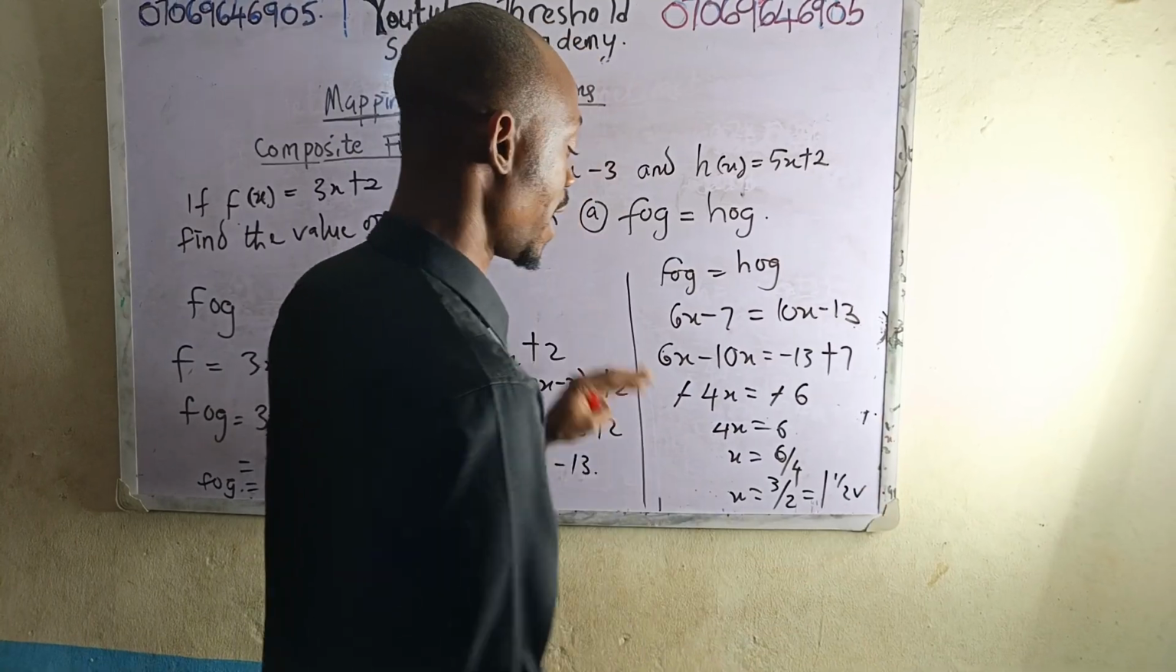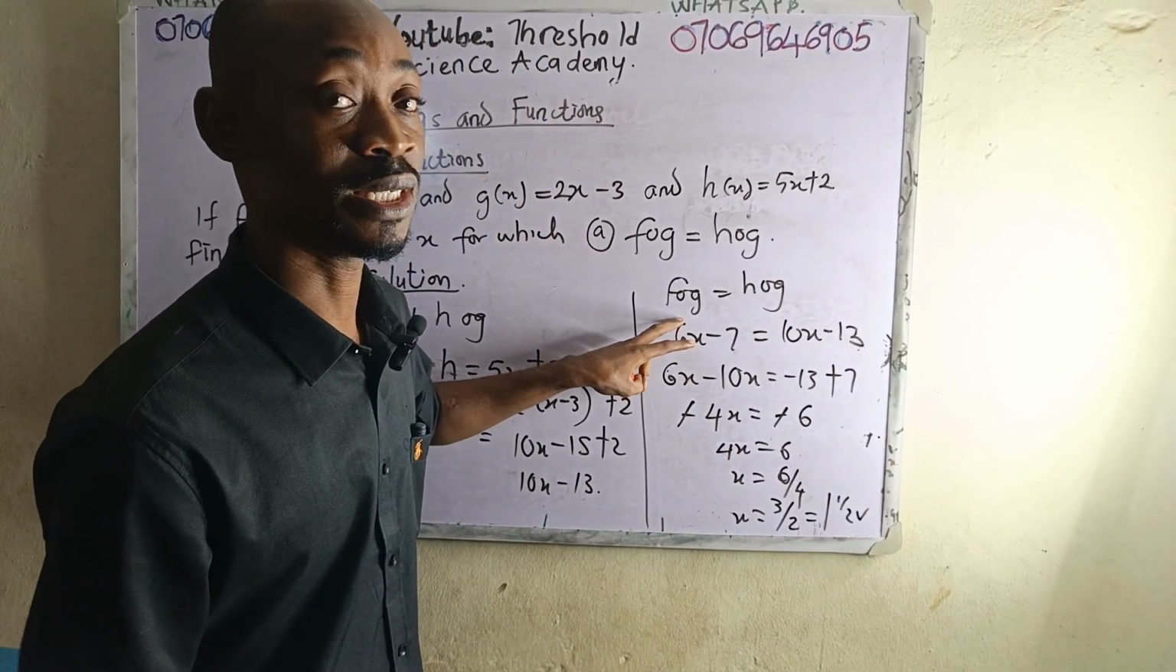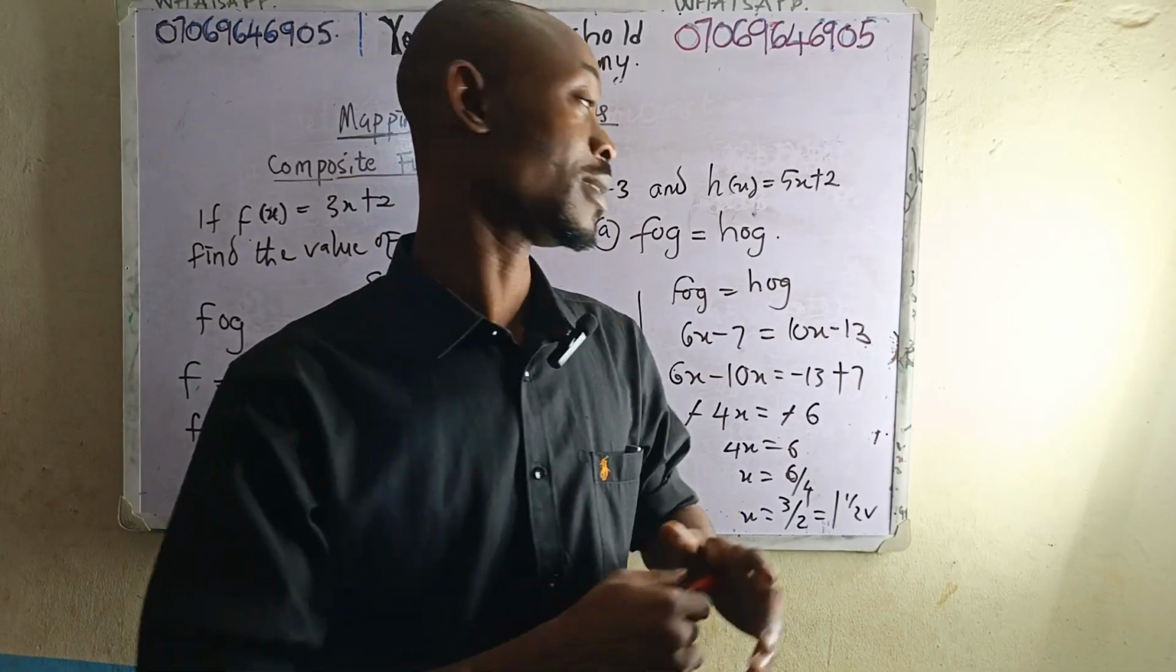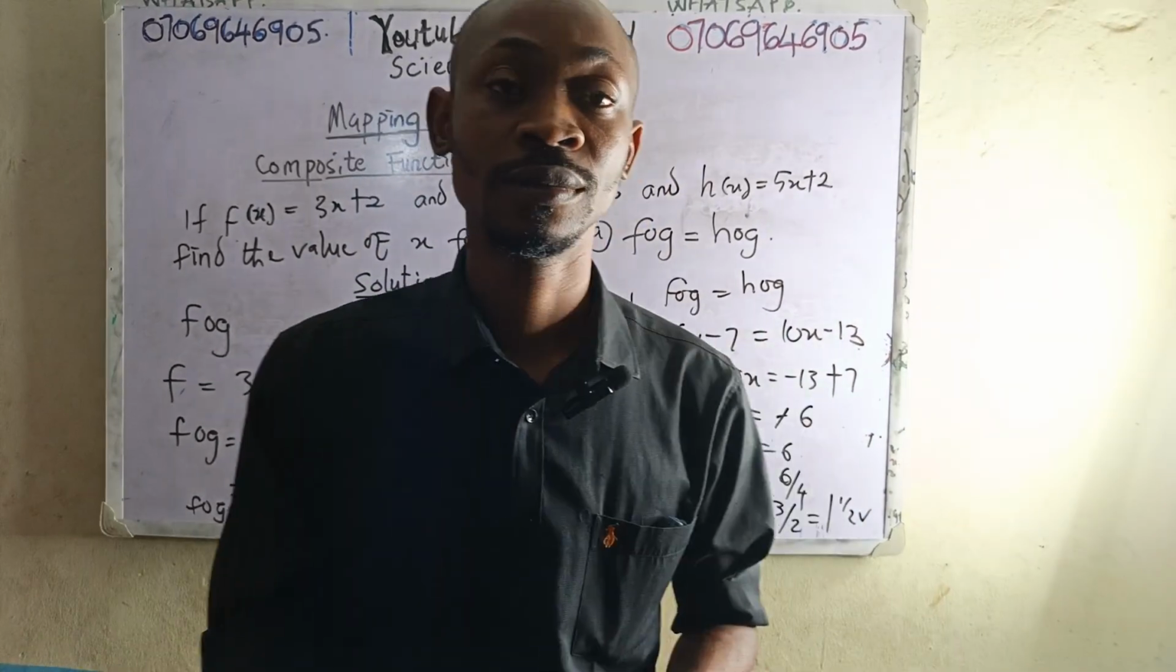So that's the value of x for which f of g has to be equal to h of g. All right, so see you guys on the other question.